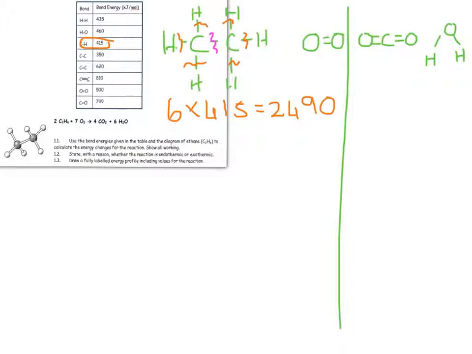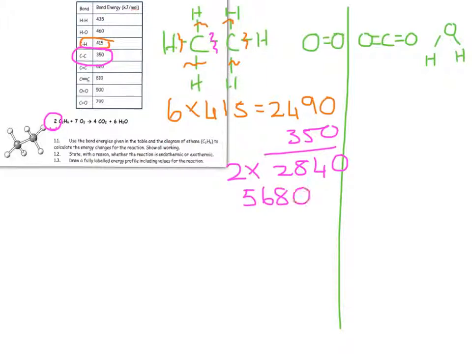I have also got 1 carbon-carbon bond. So I look for the carbon-carbon bond energy that I've been given, and it is 350. Add it on, and I find that it's 2,840. But according to the balanced chemical equation, I've actually got 2 of those, so I mustn't lose sight of that when I'm doing my full calculation. Multiply that by 2, and I land up with 5,680 kilojoules of energy that will need to be added to break bonds. So this is energy added.